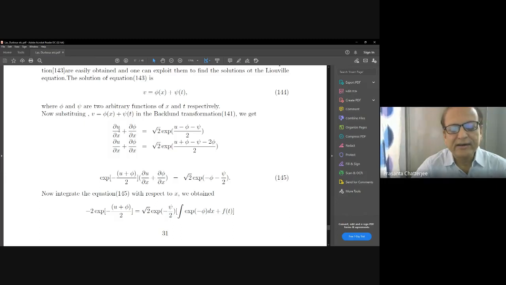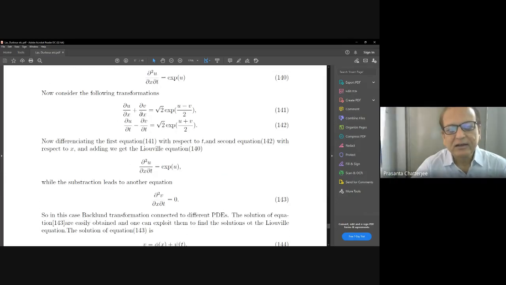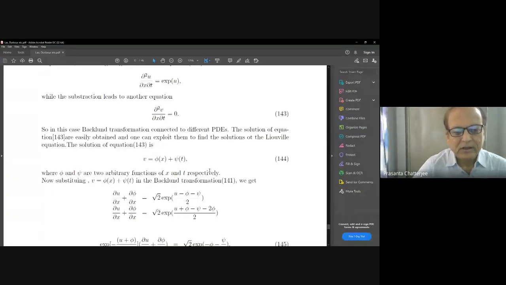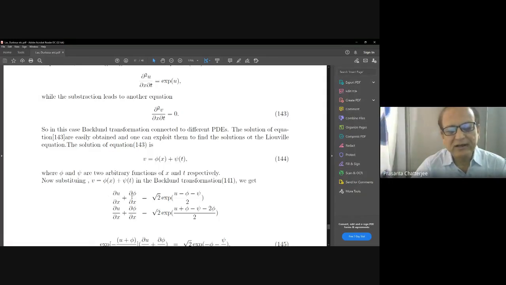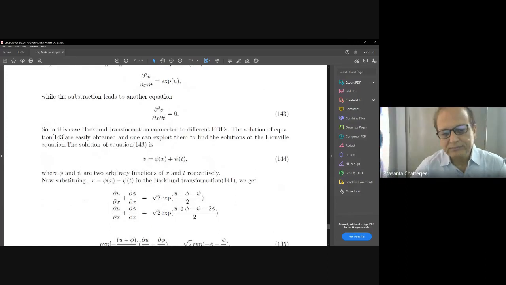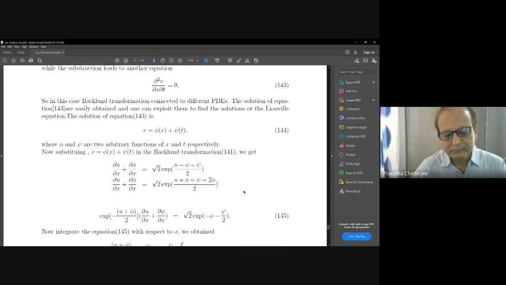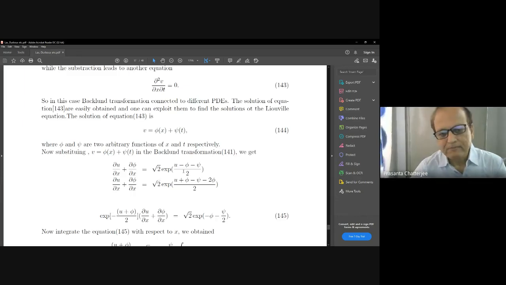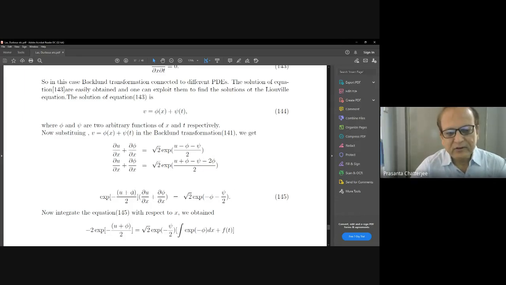So in 141 we have del u del x plus del v del x. With v equal to phi plus psi t, it becomes del u del x plus del phi del x, equal to this. And here del u del t, del u del x. So putting the value, we write u plus phi minus psi minus 2 phi, because we need u plus phi.